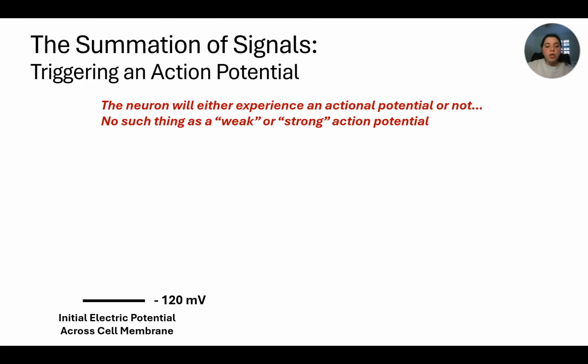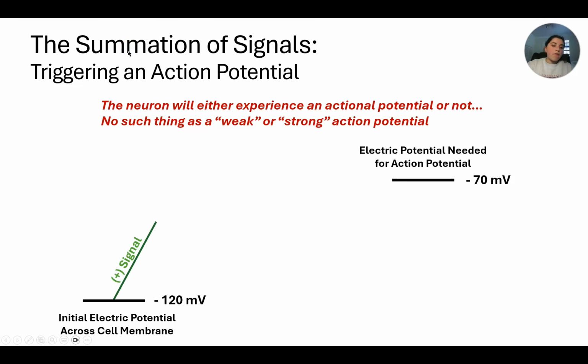And so let's say that initially you have an electric potential of negative 120 millivolts across the cell membrane of the neuron. But in order to trigger an action potential, you would need a higher electric potential of negative 70 millivolts. And negative 70 millivolts then would be called the threshold potential that needs to be met in order for an action potential to be triggered. And so in order to bring the electric potential up from negative 120 millivolts to negative 70 millivolts, well, that's where the chemical signals come in.